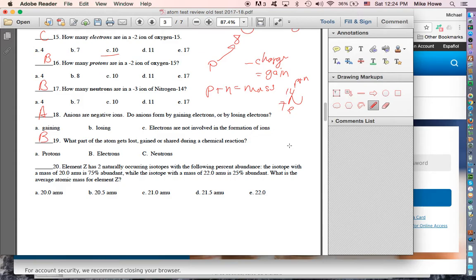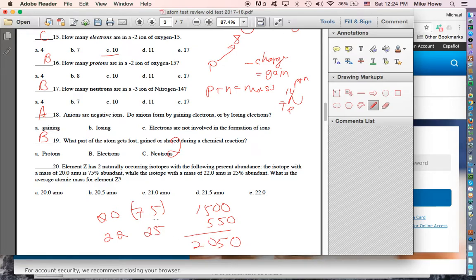All right, number 20, element Z has 2 naturally occurring isotopes. So you've got 20 and 70 at 75. If you multiply those numbers together, you get 1,500. Then you have 22, and that's only 25%. If I multiply 22 times 25, 25 times 10 is 250, times 20 is 500, then add 2 more 25s, so it'll be 550. You add those together and you get 2050.